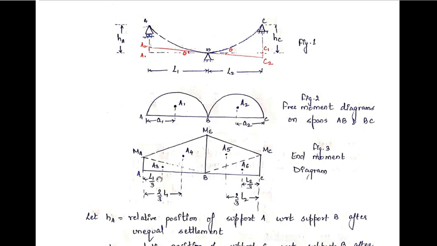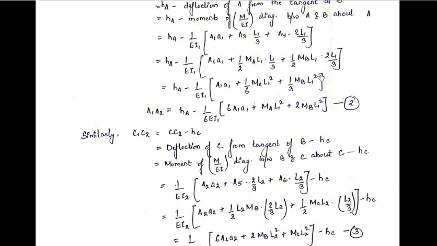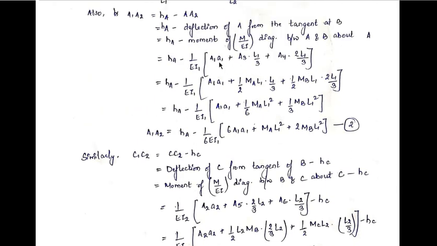A3 into the perpendicular distance from A1 is L1 by 3, and the area of this triangle is A4 into the perpendicular distance, which is 2 by 3 into L1. So I can write capital A1 into small a1 plus A3 into L1 by 3 plus A4 into 2 L1 by 3. Now I can put the value of A3 and A4 from the diagram.